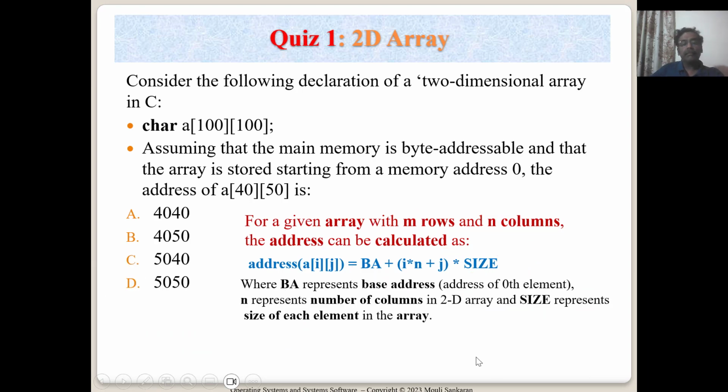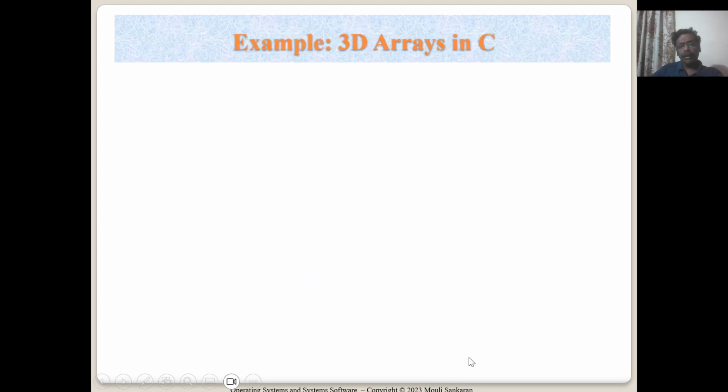This is one interesting problem you could expect. And 3D arrays, I'm not going into the details of that. Can you make a guess, if I have A of i j k, how will it be structured in the linear address, linear memory array?